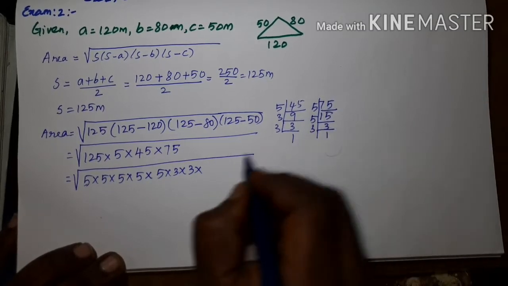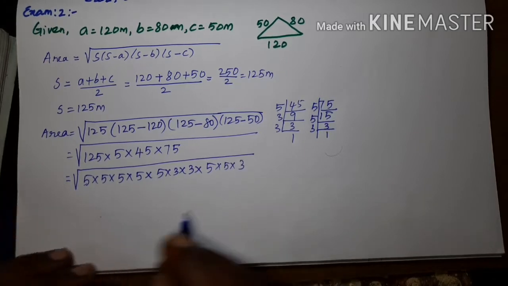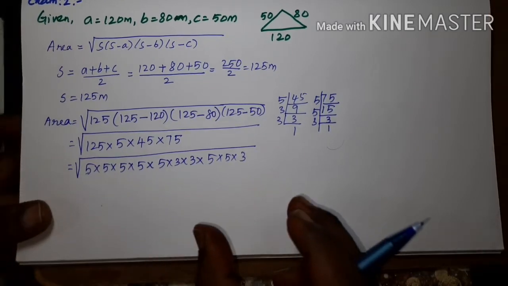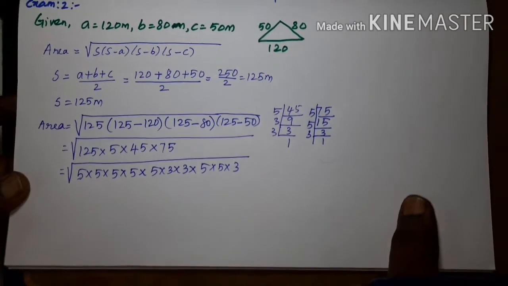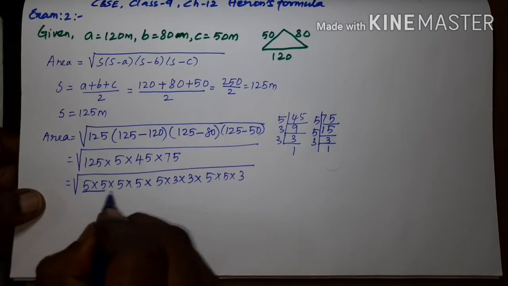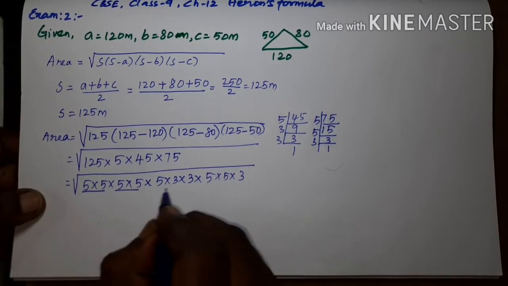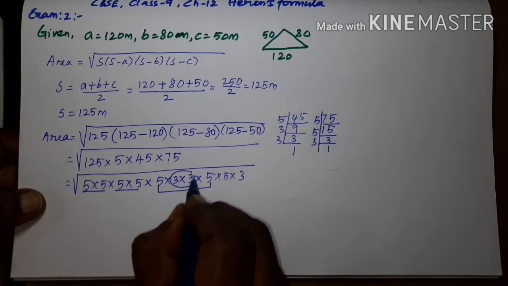So now we know the factors of 75 also: 5 into 5 into 3. So now we know the factors here, it is very easy to find the square root values. Already you learned the concept from the 8th standard, square and square roots. So by using that, I am going to divide into pairs of values: 5, 5 is one pair, 5, 5 is another pair, and here 3, 3.